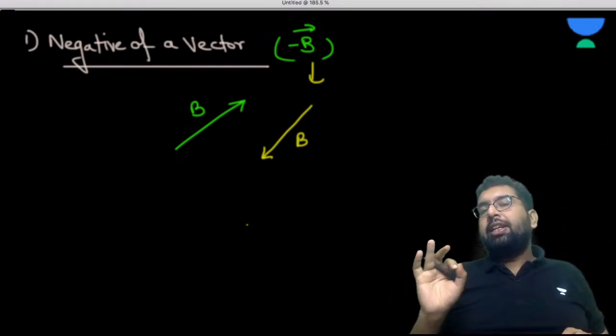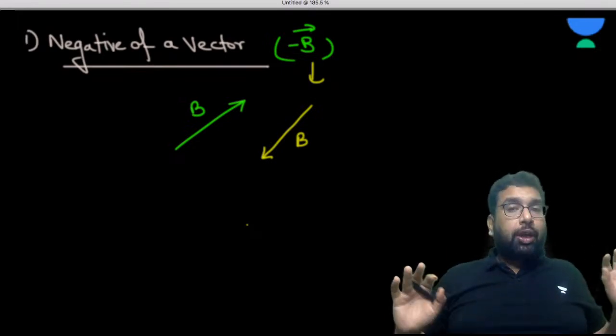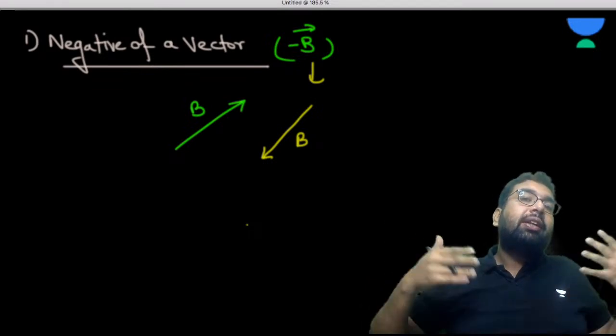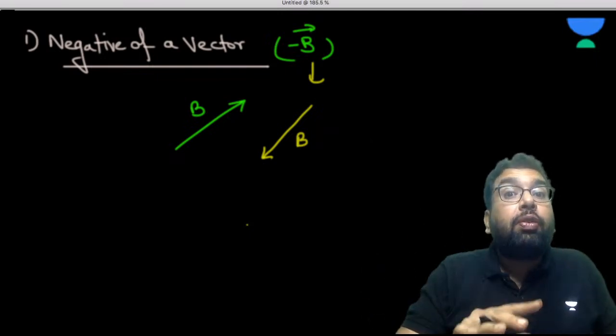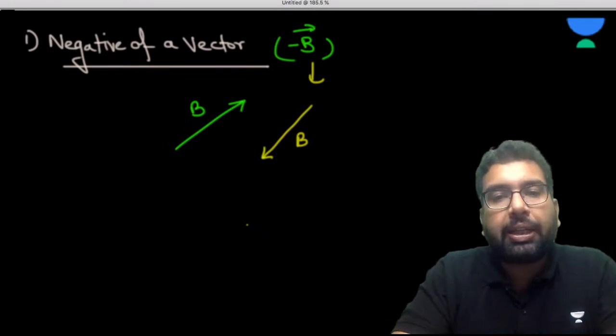Because a vector is something having magnitude and direction. So if anything like magnitude or direction changes, the vector is a changed vector and it is a new vector. So negative of a vector is itself a new vector. Are you getting my point?